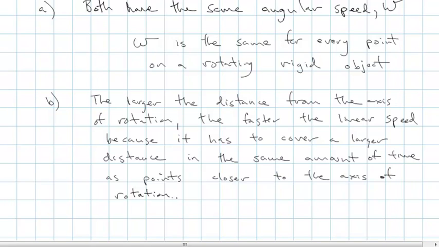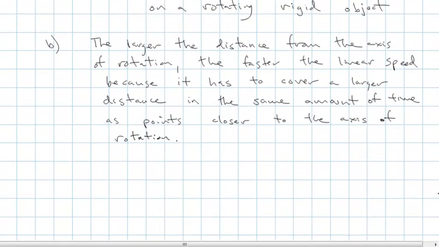So the larger the distance from the axis of rotation, the faster the linear speed, because that point has to cover a larger distance in the same amount of time as a point closer to the axis of rotation. So we end up with a relationship that says our velocity, our linear speed, or some people say the tangential speed, is equal to r times omega.